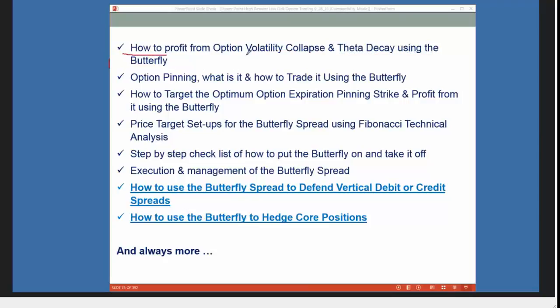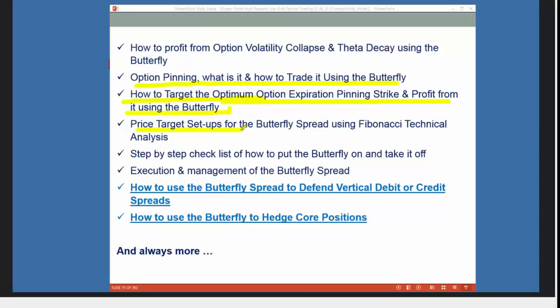So how do you profit from the option volatility collapse and theta decay? This is the big part of the butterfly strategy: that volatility collapse and the theta decay. How does that work? How do you profit from that? A great part of it is to understand the pinning aspects of a butterfly, how to use open interest and use that to trade the butterfly. So how to target that maximum optimum option expiration pinning strike and profit using a butterfly. These are fantastic trades, really high return on risk.